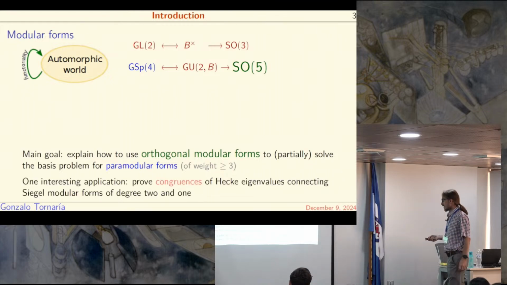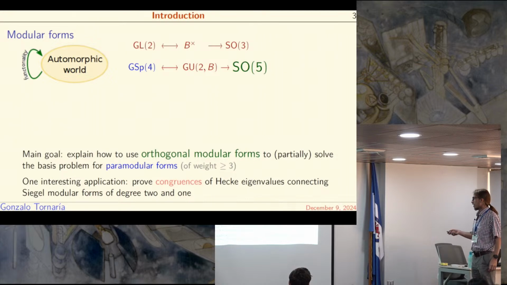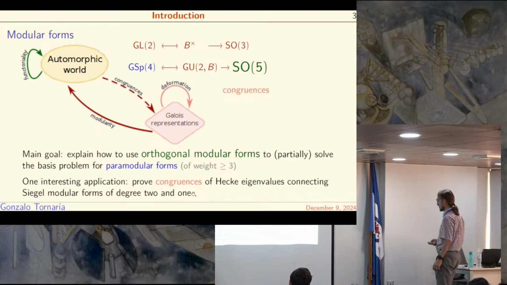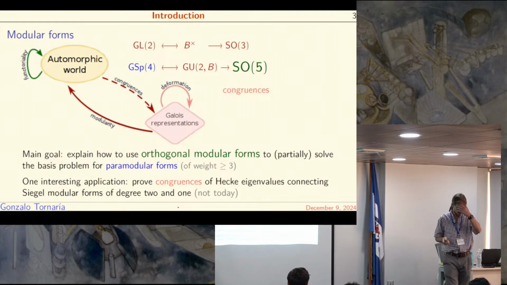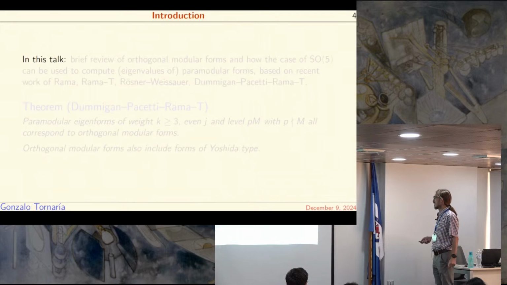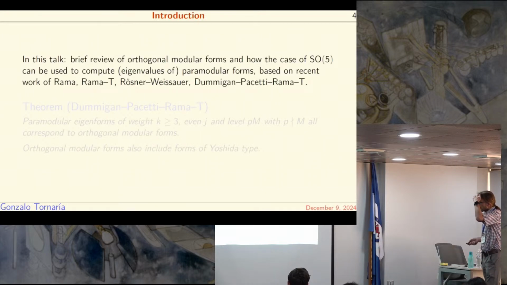So one interesting application of all this is to prove congruences. That corresponds to this part: congruences have to do with the images of Galois representations. I'm not going to talk about this today, but in our paper we have examples of applications of this correspondence to actually proving some congruences, like some instances of the Harder conjecture and many other types of congruences. In this talk I want to do a brief review of orthogonal modular forms, how we can compute them, and this theorem.